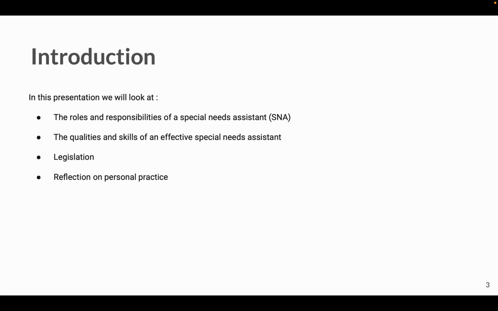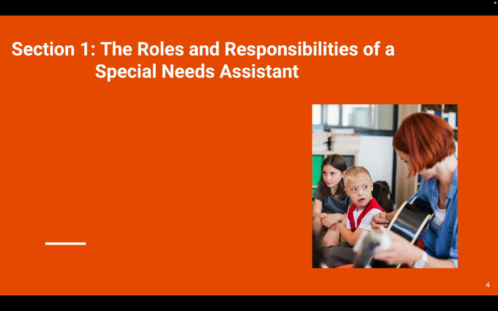So in this presentation we will look at the roles and responsibilities of a special needs assistant, or an SNA, the qualities and the skills of an effective special needs assistant, the legislation, and a reflection on my personal practice. Section 1. The roles and responsibilities of a special needs assistant.